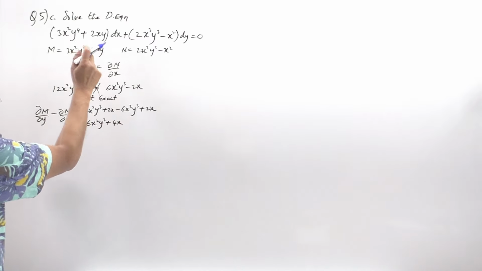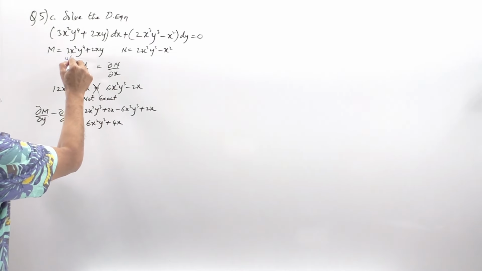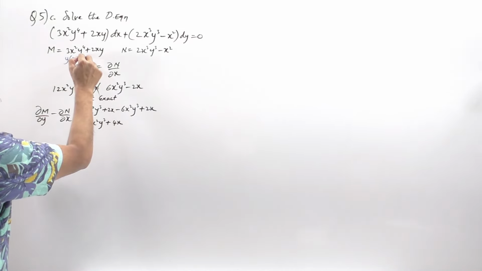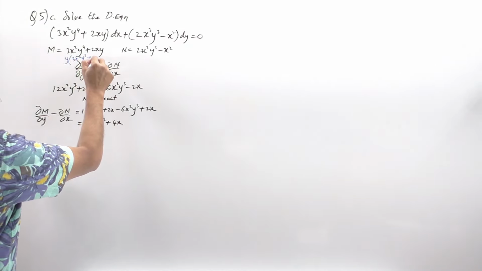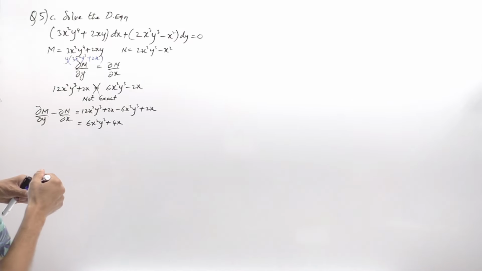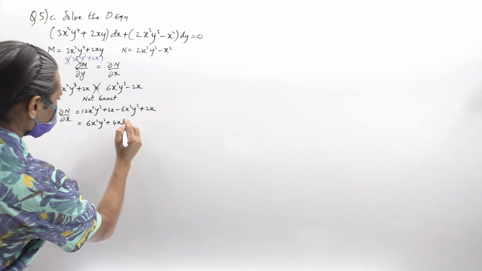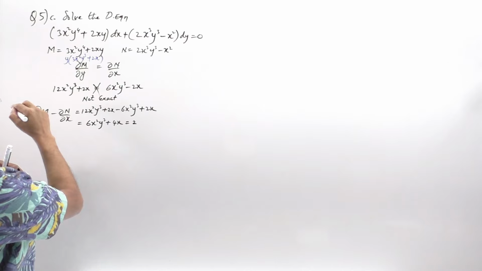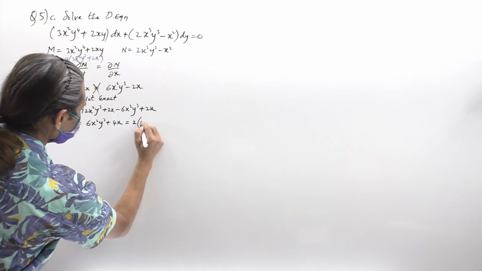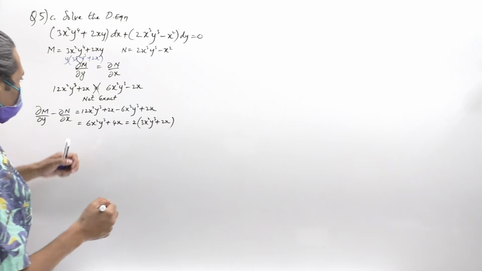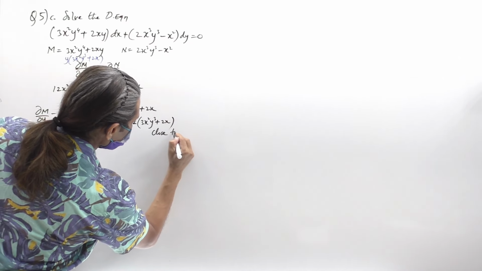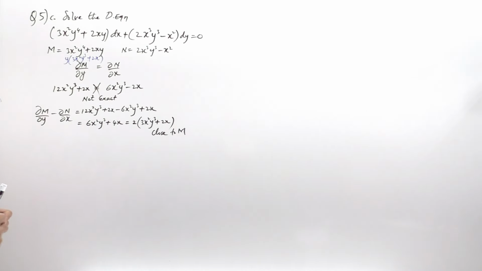In M, y is common, right? If I take y outside, it will be 3x squared y cubed plus 2x. Fine. So here also I can take 2 outside as common, and inside it is 3x squared y cubed plus 2x. See, both are the same: 3x squared y cubed plus 2x. This is close to M.